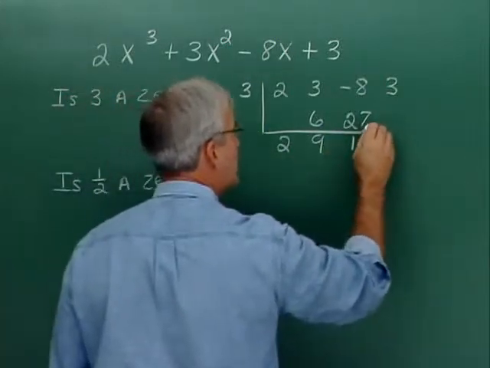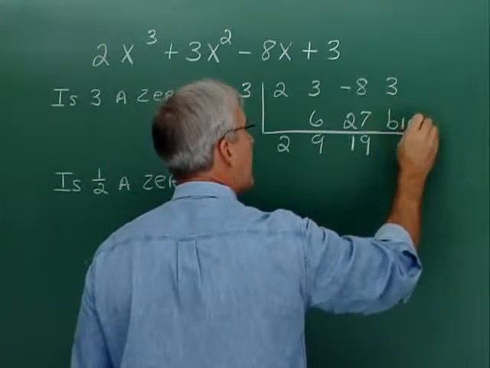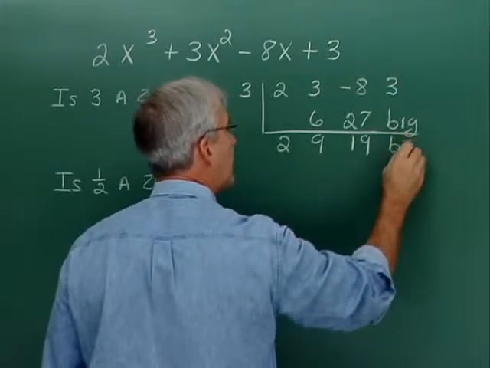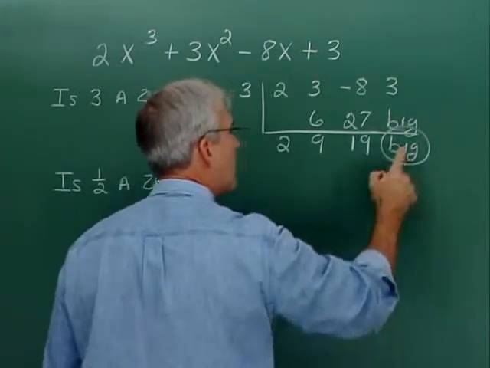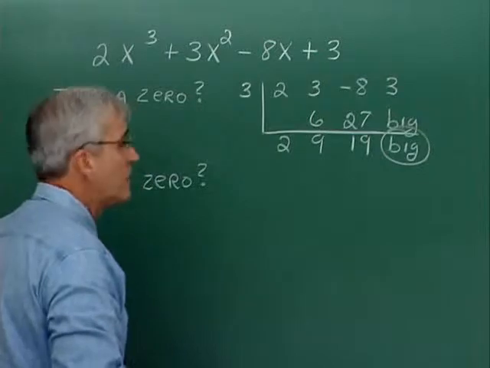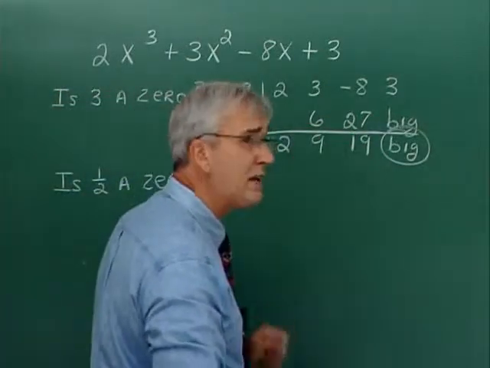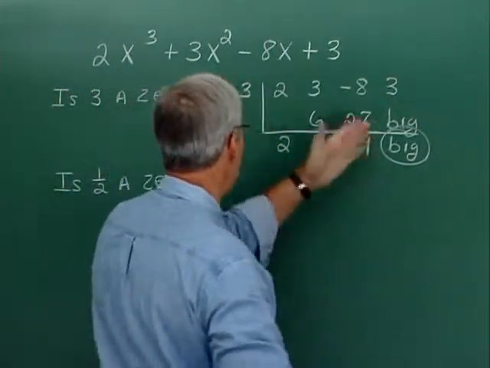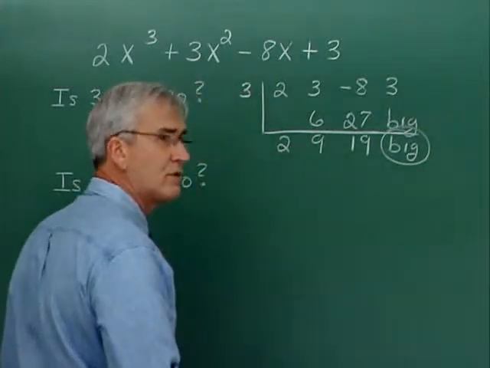3 times 19 is a rather big number, and that big number with 3 is also a big value, and that means that our remainder here is not 0. The division goes evenly if the remainder is 0. And the remainder is not 0. This doesn't go evenly, so 3 is not a 0.